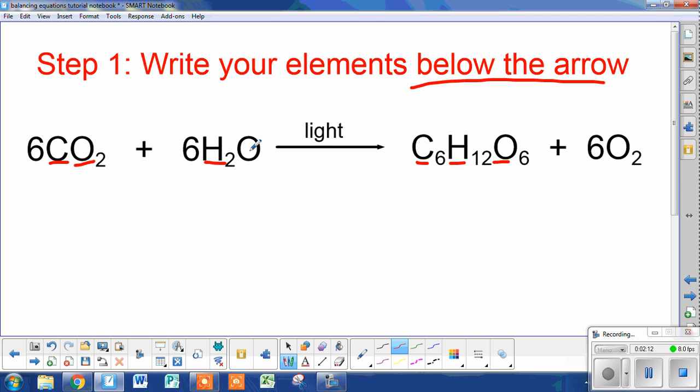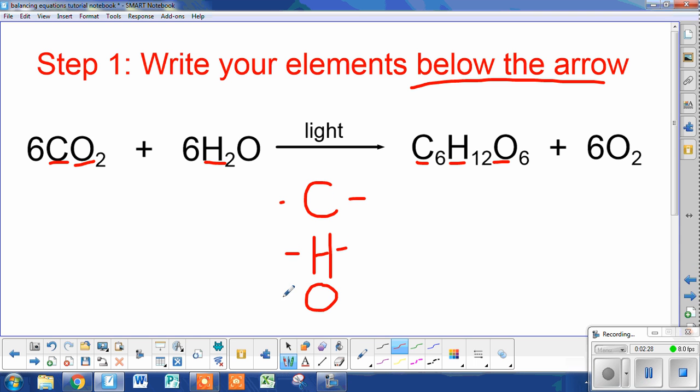I'm not worried about repeated elements. I just want to see how many elements I have, and I see that there's 3. I see that there's carbon, I see that there is hydrogen, and I see that there is oxygen. Those are my 3 total elements in my chemical equation.